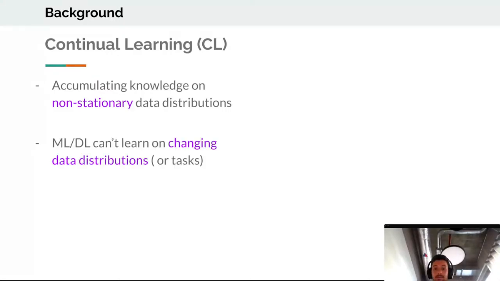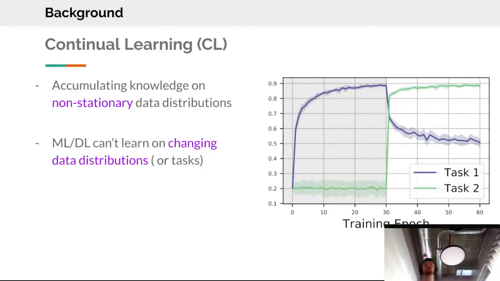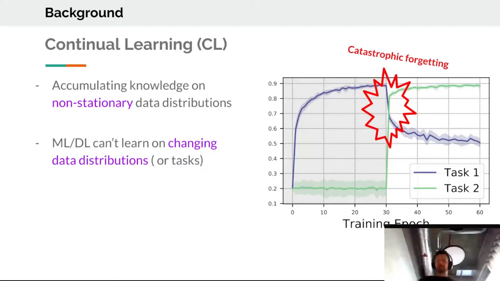But sadly, as you have probably seen in the class earlier, machine learning or deep learning algorithms don't really work well on changing data distribution. If you train on a specific task and your algorithm successfully performs the task, and then you train it on a new task, the performance on the previous task will quickly drop. We call this catastrophic forgetting. Right now, the field of continual learning mostly focuses on solving this problem, because it's a really bad problem if you want to accumulate knowledge, right?